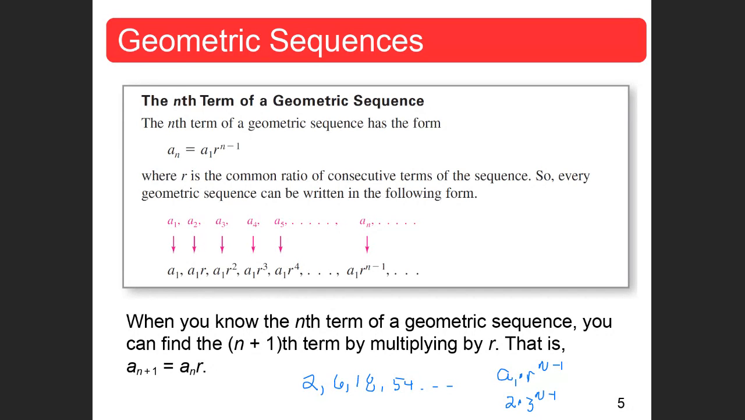If I wanted to find the first term, all I do is I plug 1 in here. 1 minus 1 is 0. 3 to the 0 is 1. 2 times 1 is 2. Oh, that is the first term. If I put 2 in here, 2 minus 1 is 1. So 2 times 3 to the first, well, that's 2 times 3, which is 6. And so on and so forth. So to find the nth term, super easy when you're dealing with a geometric sequence.